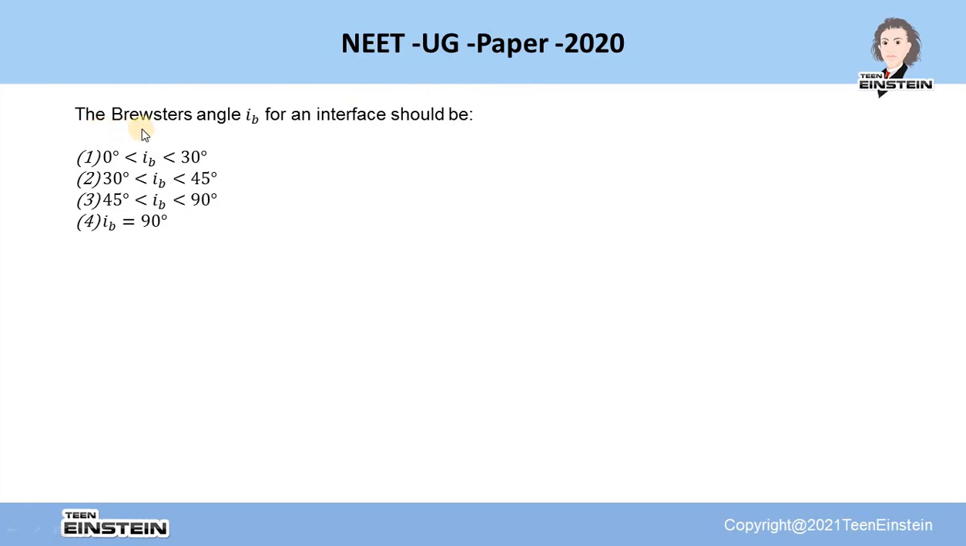Hello students, here is a problem. It is from Brewster's law, and here the question is asking you to find out the Brewster's angle iB for an interface. So whether it should lie between 0 and 30 degree, or 30 degree and 45 degree, or between 45 to 90 degree, or it should be exactly 90 degree. You have to find out the correct answer.